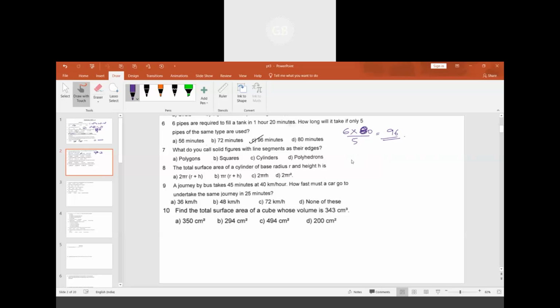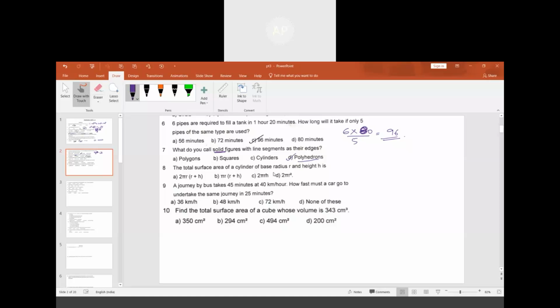What do you call solid figures with line segments as their edges? It is called a polyhedron. Option D. Some of your friends have ticked polygons. Actually, you have to look at solid figures. For plane figures, it is polygon. For solid figures, 3D shapes, it is called polyhedron.